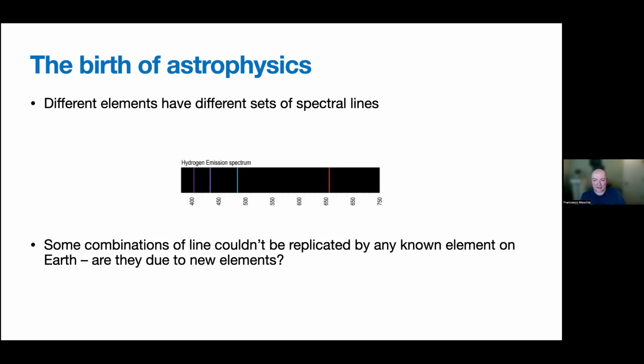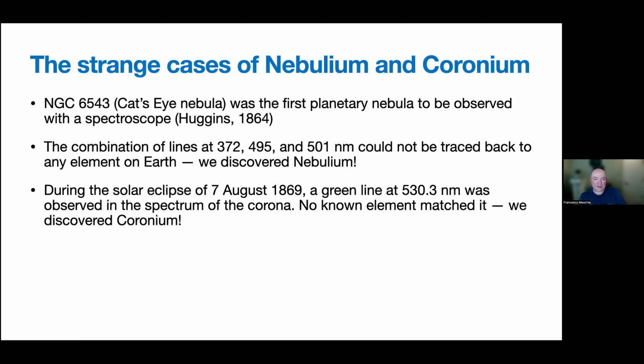But despite the fact that they had these atlases, and they had some mathematical rules that allowed them to predict what wavelength they would expect from an element, there were some combinations of lines that couldn't be replicated by any known element on Earth. And so people started wondering, are they due to new elements that we haven't discovered yet? And I'm bringing here the two most famous cases.